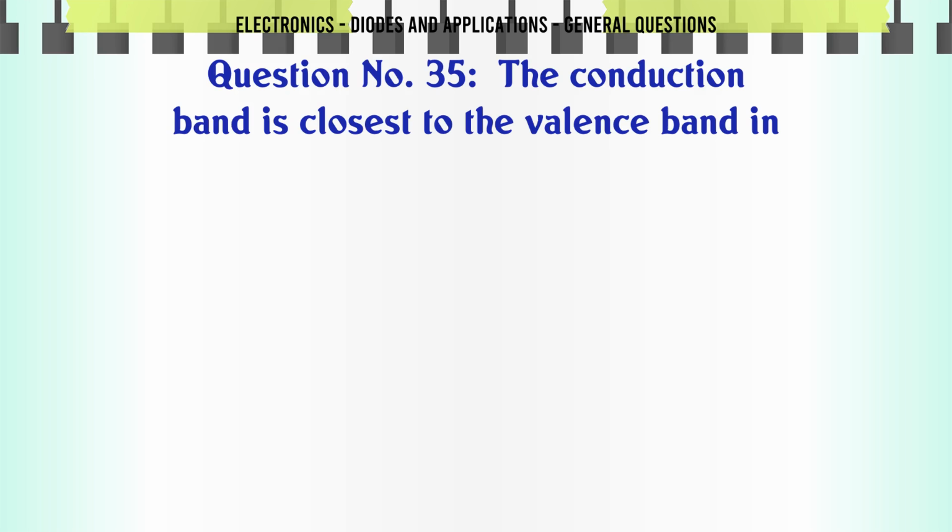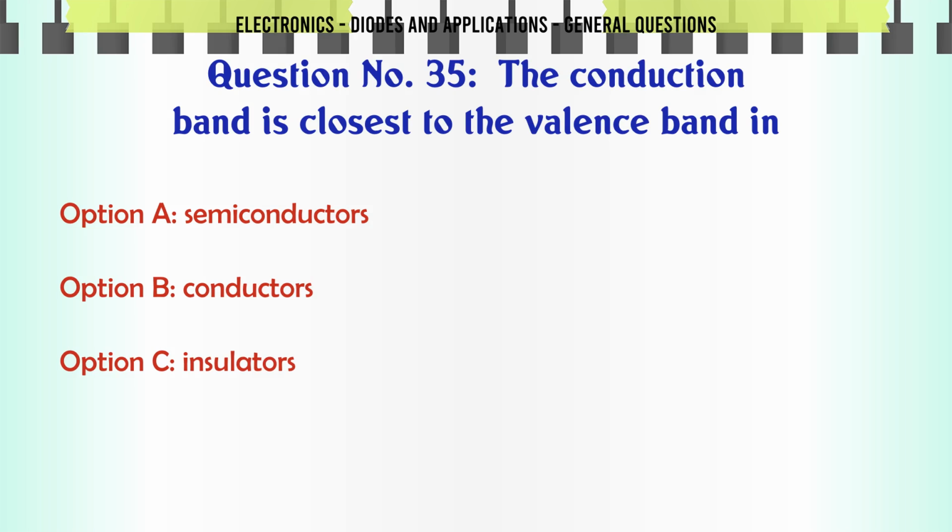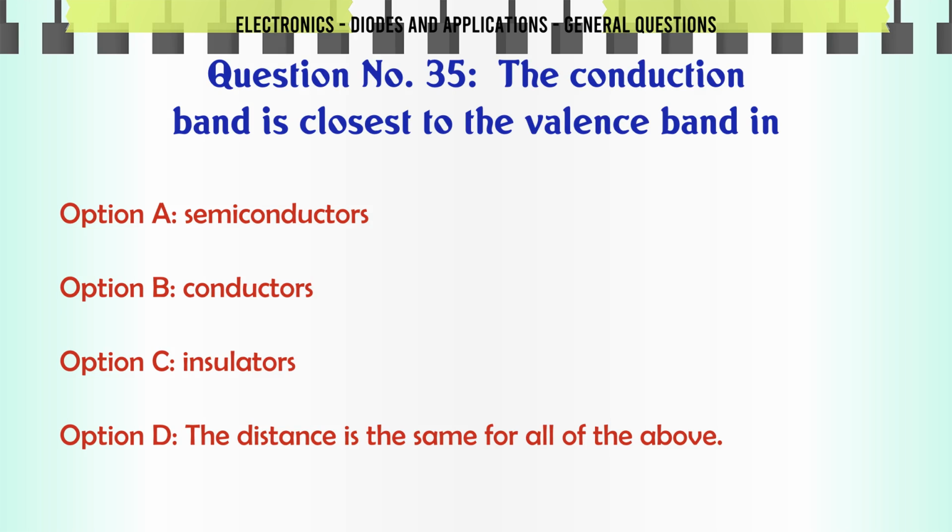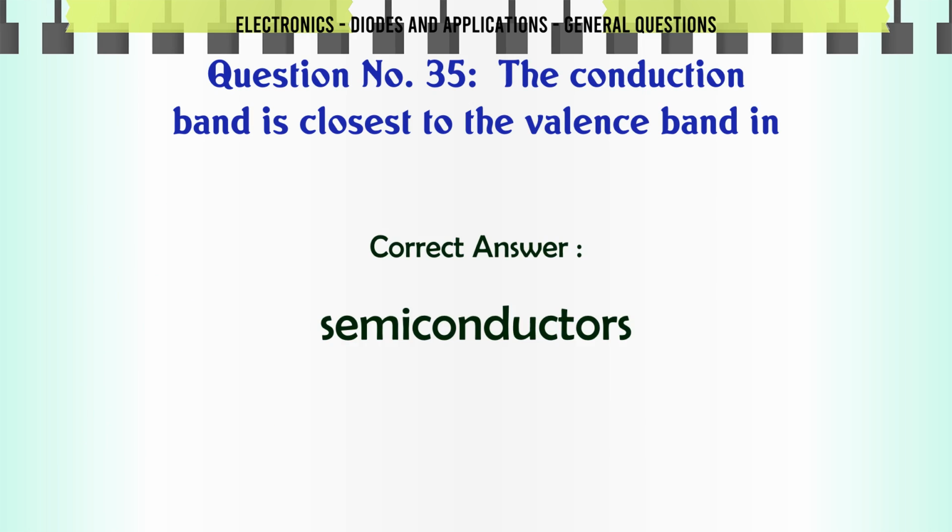The conduction band is closest to the valence band in: A. Semiconductors, B. Conductors, C. Insulators, D. The distance is the same for all of the above. The correct answer is semiconductors.